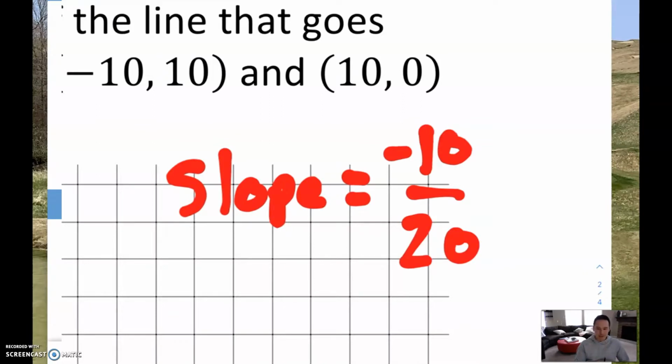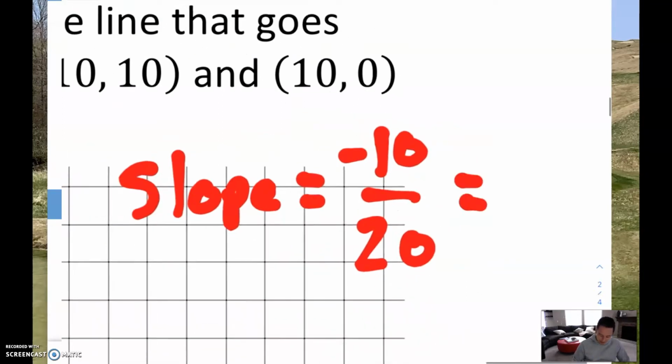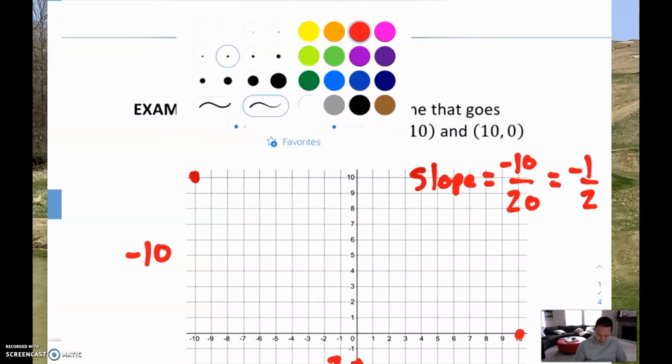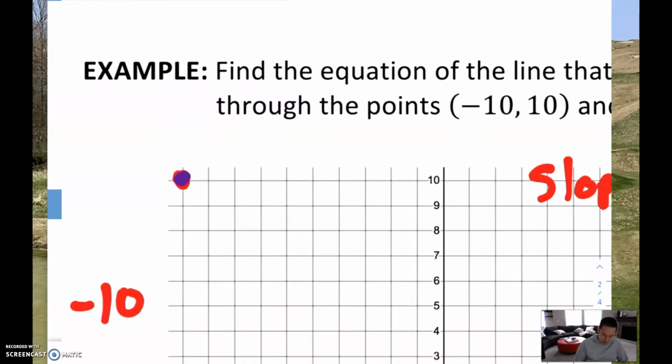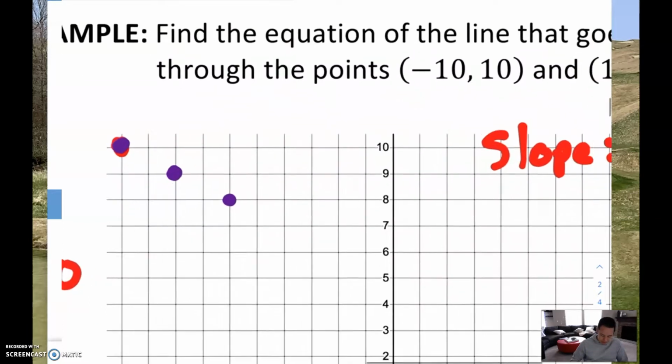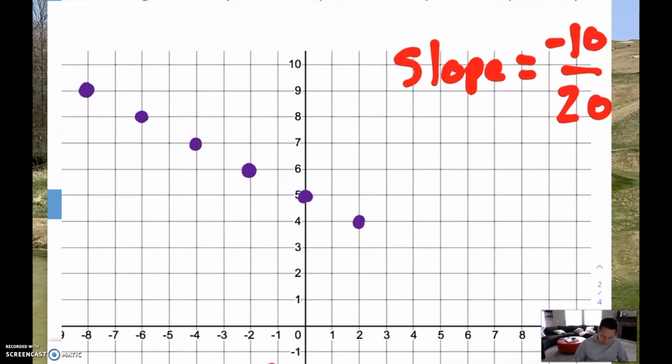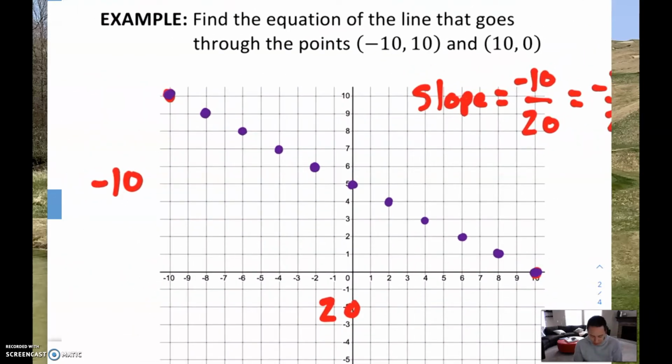We can reduce this. What number can we divide them both by? 10. If we divide by 10, we get negative 1 over 2. So I know that the slope between those 2 points is negative 1/2. Now let's be a little more precise about how we graph these. We will start up here and go down 1 over 2, down 1 over 2, down 1 over 2, and so on. Hopefully, if we did it right, it's going to go through that last point, which it did. Good. Now we're going to connect this with our straight line.